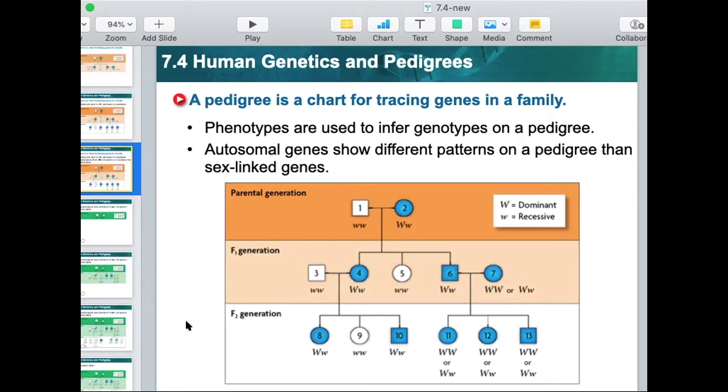So we can do that. We can count how many girls have this trait, how many boys. So for widow's peak, we could count up. We have 1, 2, 3, 4, 5, 6 girls who have it. How many boys have it? We have 1, 2, 3. So because there aren't a lot more boys than girls who have this trait, it's autosomal.